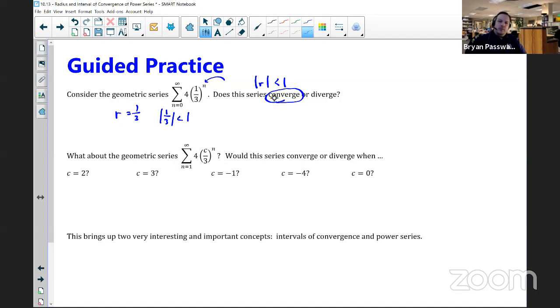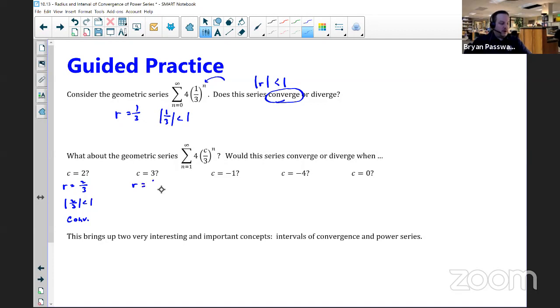Let's extend this to be a little bit more broad. Instead of calling it 1/3, we'll call it c/3, where c can be various different numbers. Let's figure out whether this converges or diverges for different values of c. What if c was 2? If c was 2, that means r would be 2/3, and the absolute value of 2/3 is still less than 1, which means if c was 2, the series would still converge. But what if c was 3?